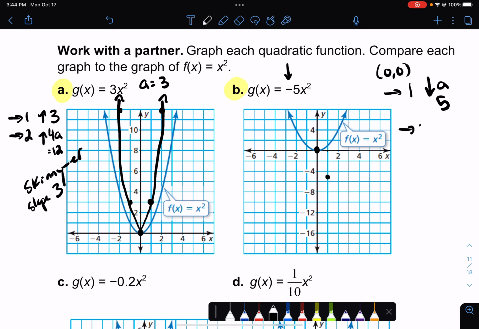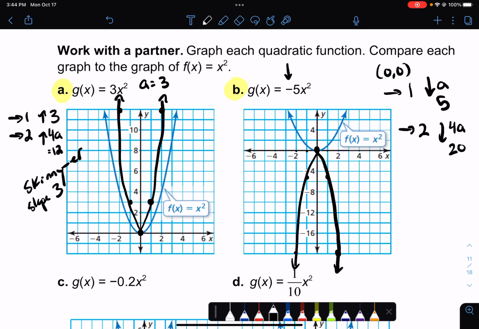Then I'm going to go over 2, and I'm going to go down 4 times A, which is 20. So I'm going to go over 2 and down, let's see, 16, 18, 20 is right there. It's supposed to be a curve, but it keeps wanting me to draw straight ones. And then I'm going to do the same thing the other way. Over 1, down 5, over 2, down 20, and I'm going to draw this curve.